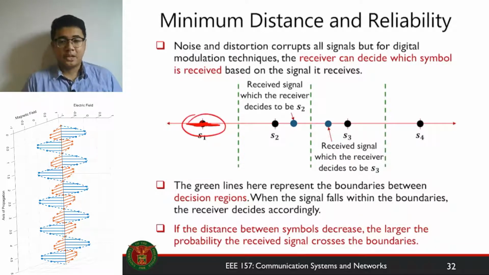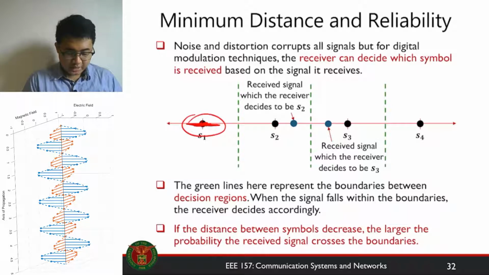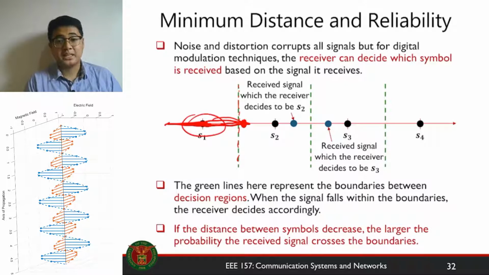Okay? If the noise is large enough, then the range of signals would be here. There's a probability that the received signal will cross over this line here. This line here, the green line, represents what we call the decision boundary. Okay? And it forms the decision regions.